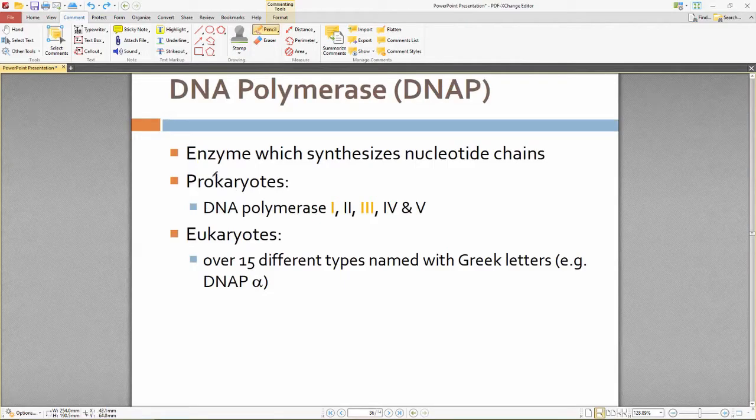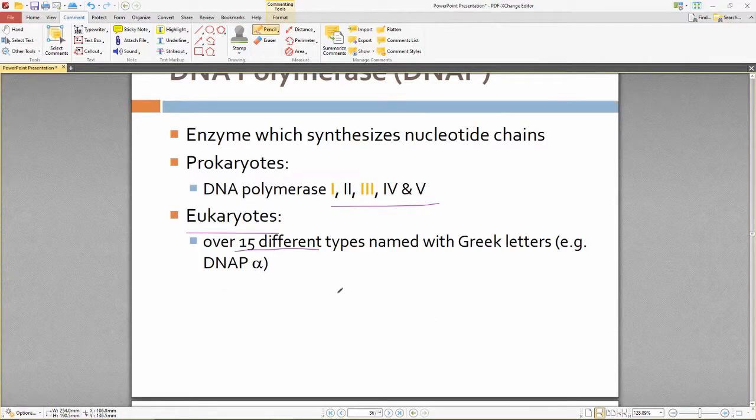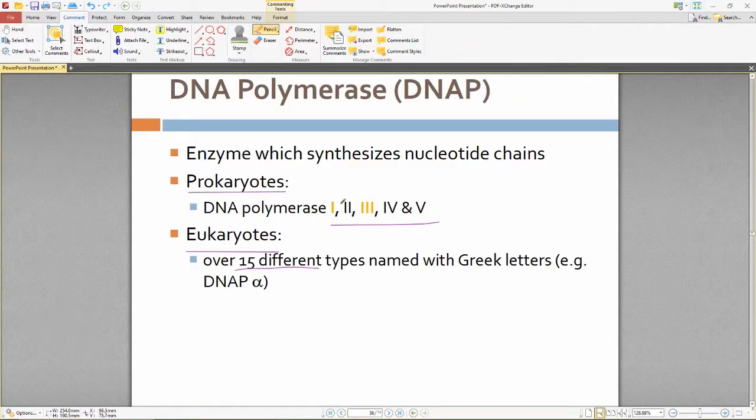So DNAP. In prokaryotes, there are 5 types of DNAP. In eukaryotes, there are over 15 different types, named with Greek letters. And they form this huge, crazy, Transformers-like complex that travels along the DNA, and there are so many different parts. So we are going to focus on prokaryotes with their DNAP1 and DNAP3. DNAP1 and DNAP3 both polymerize on the DNA strand, but they have distinct functions. We'll cover that in a second.